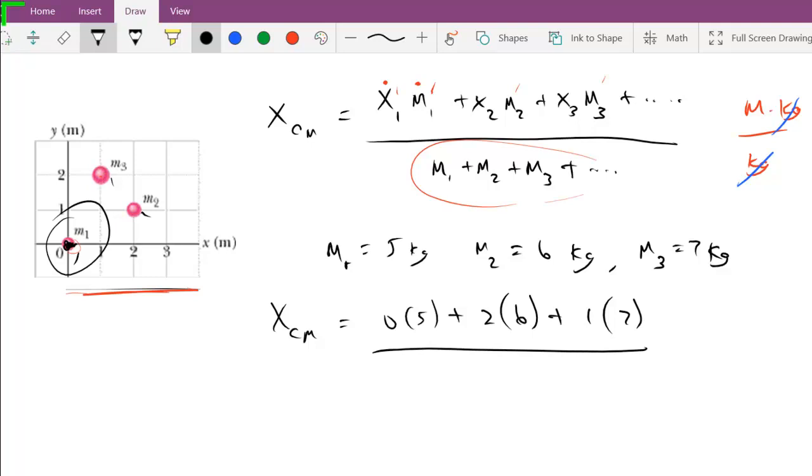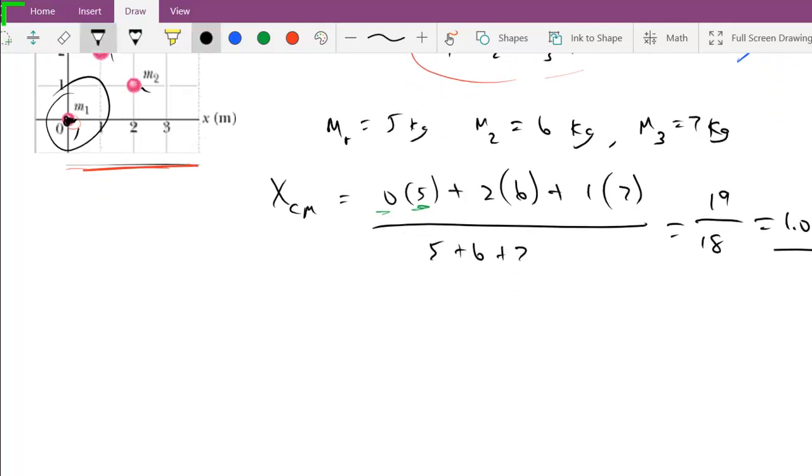Make sure, although the location of mass 1 was at 0, that mass still has to be included in the total mass at the bottom. Otherwise, we're not including it. So this is divided by 5 plus 6 plus 7. So this is equal to 19 divided by 18. And our x center of mass is 1.056 meters.